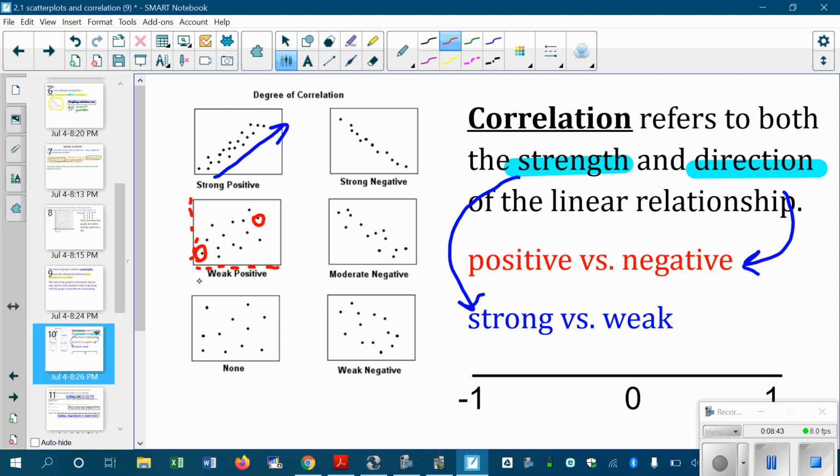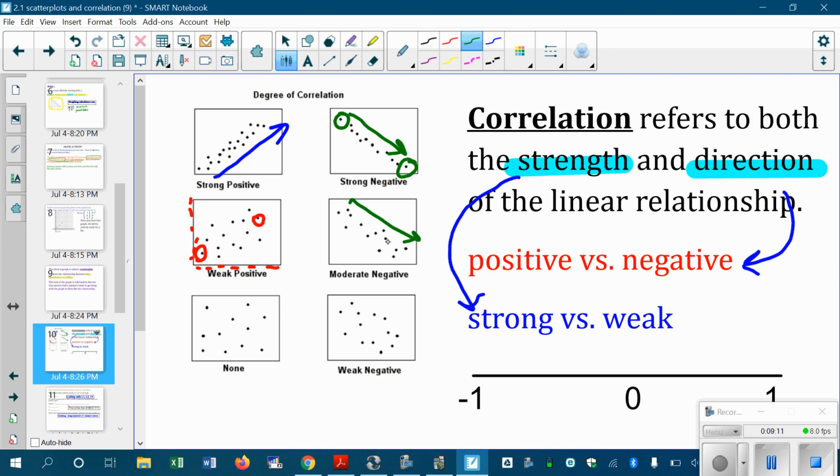This point has a small x and a small y, right? So if that's generally true of your points, big goes with big and small goes with small, that's a positive relationship. Whereas a negative relationship is the opposite of that. This point, for example, has a large x but a small y. This point has a small x but a large y. In other words, my line is trending down to the right. Okay, same thing here, down to the right.